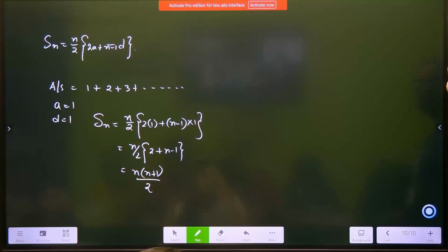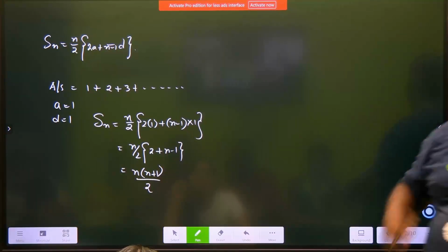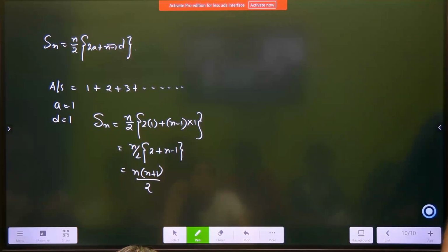This is something that we read in lower classes also. The sum of the first n natural numbers is n into n plus 1 by 2. How did that formula come? That formula came from here. Nothing more we have to actually explain in this chapter.